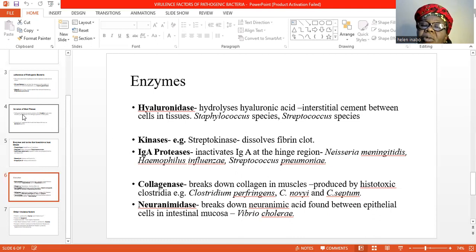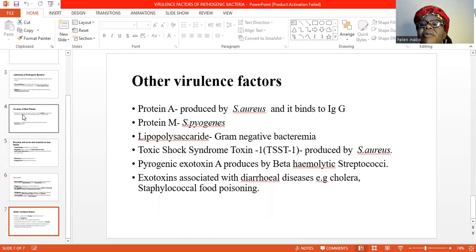Then you have neuraminidase, which breaks down neuraminic acid, which is found between epithelial cells in intestinal mucosa. So once neuraminic acid is broken down, the organism is able to spread to other parts of the gastrointestinal tract.